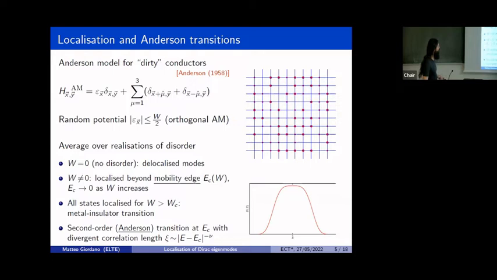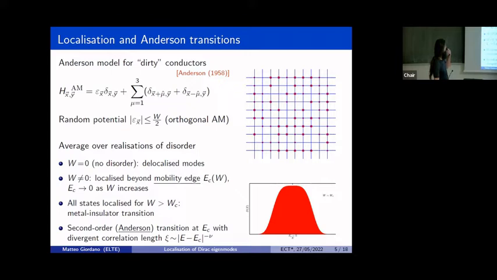But as soon as you allow for some impurities in the system, then modes become localized at the band edges, beyond some critical point that is known as the mobility edge. And as you keep increasing the amount of disorder in the system, the mobility edges close in towards the center of the band. And at some point, above some critical value for the disorder, all modes become localized. And what was initially a metal has become an insulator due to the presence of impurities.